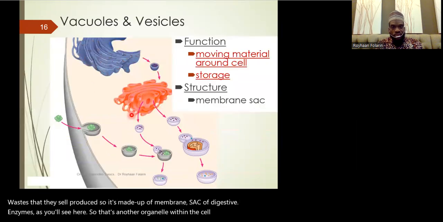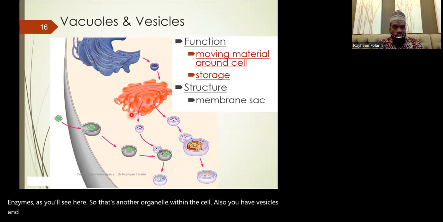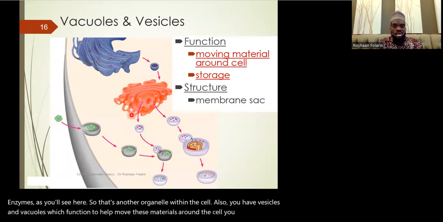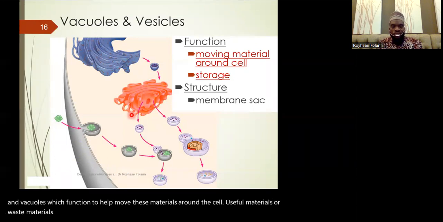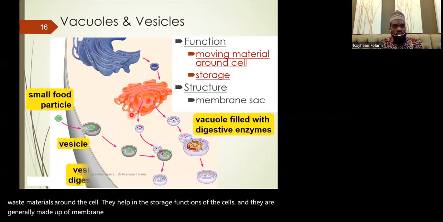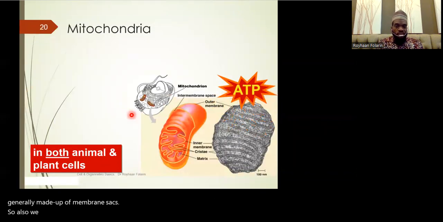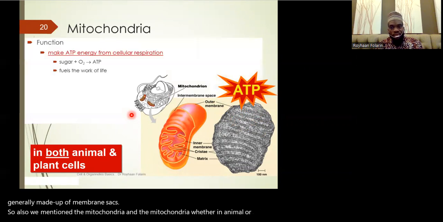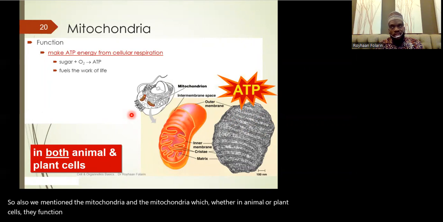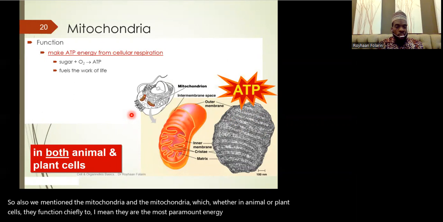Also, you have vesicles and vacuoles, which function to help move these materials around the cell, useful materials or waste materials around the cell. They help in the storage functions of the cells, and they are generally made up of membrane sacs. So, mitochondria, and the mitochondria, whether in animal or plant cell, they function chiefly, they are the most paramount energy making organelles in the cell.